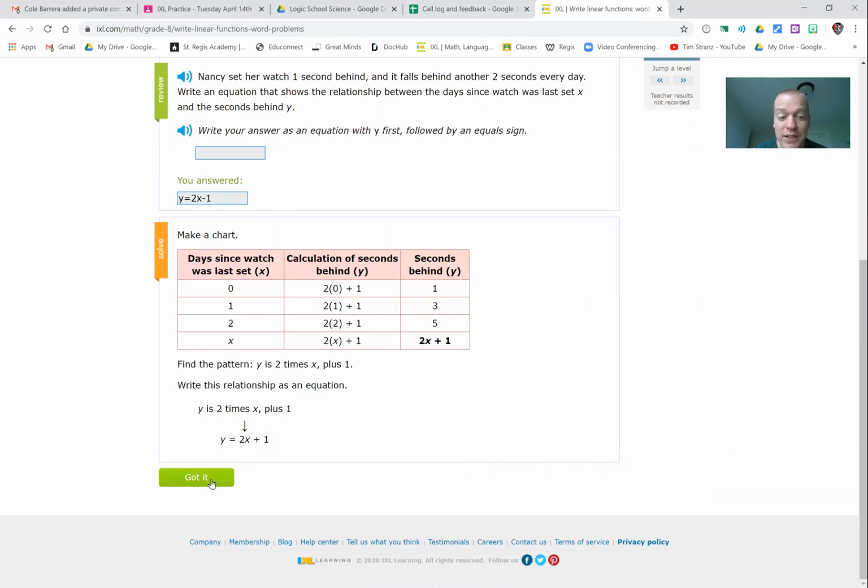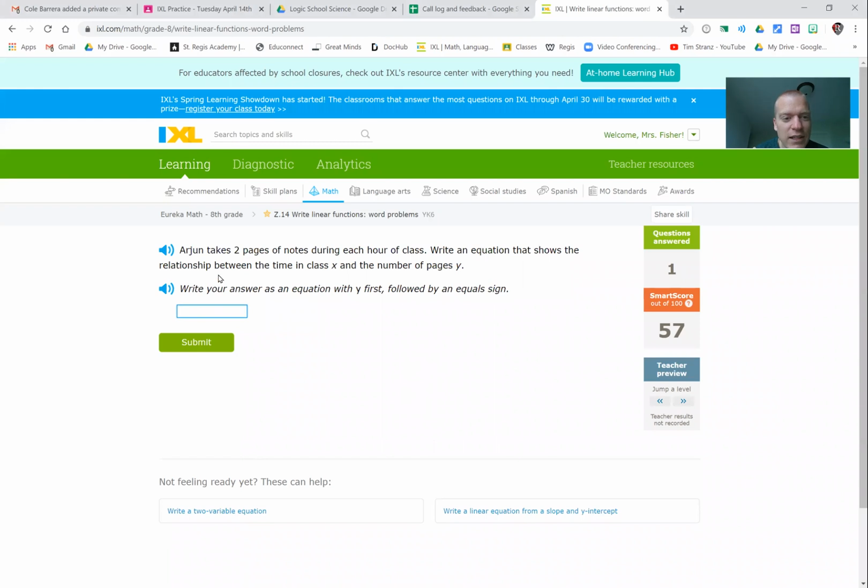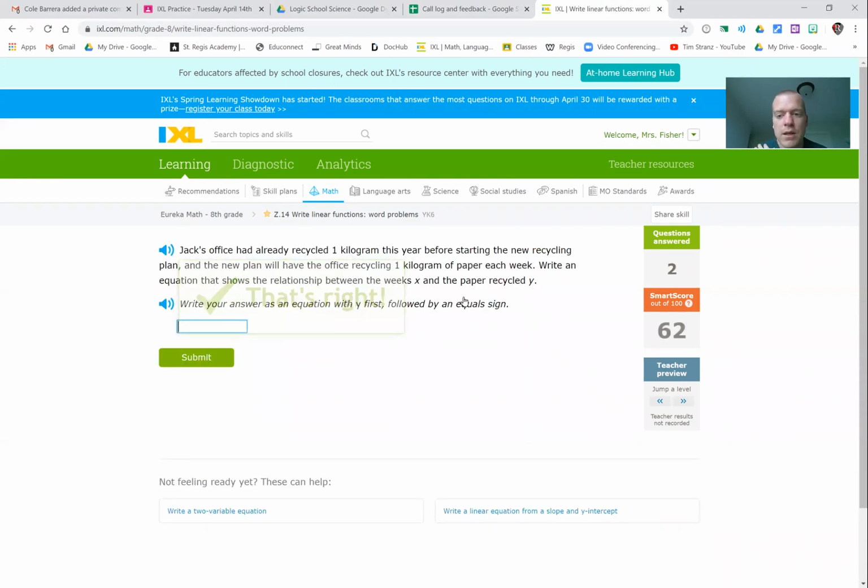Let's try another one. That was a tricky one. So Arjun takes 2 pages of notes during each hour of class. Write an equation that shows the relationship. So this one's a little bit easier because it only shows one number. So you should know right away it's y equals 2x, and that's all. Okay. Let's see if we can do a harder one here.